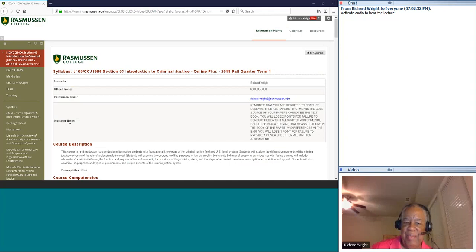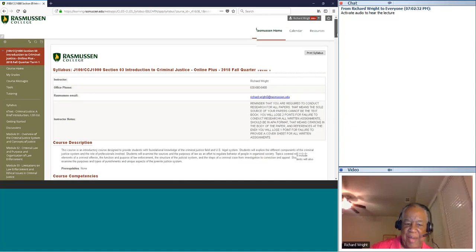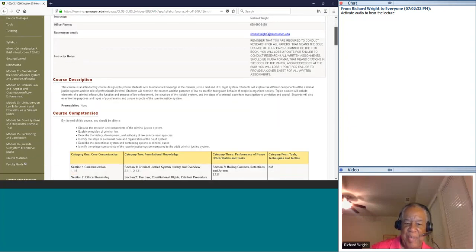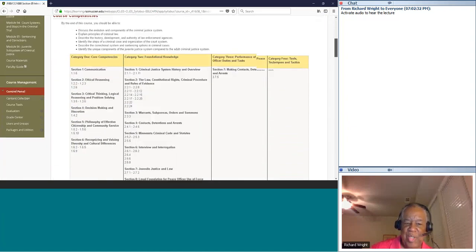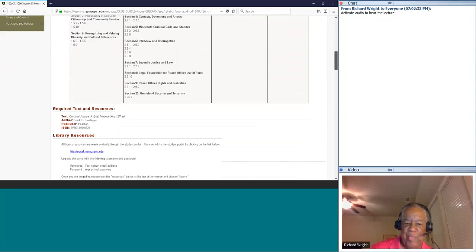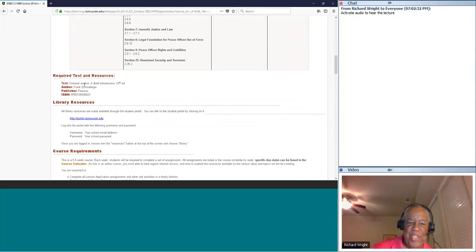But then my instructor notes remind you of the same thing that is on your course homepage about research and about APA, and letting you know about cover sheets and things like that. So that's another place you'll see that. And then skipping down to the course description, you can read that on your own. Your textbook is Criminal Justice, A Brief Introduction, 12th edition, which you have access to in the course.